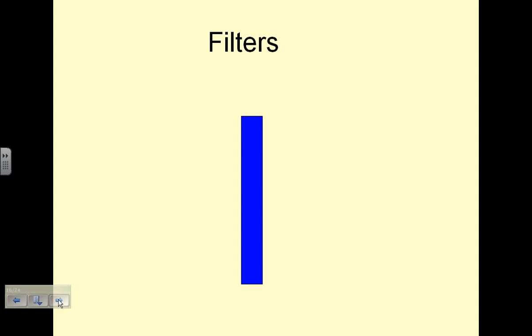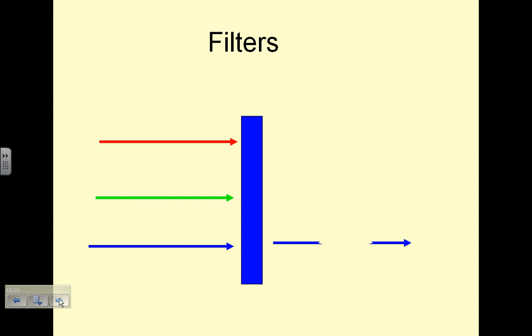Here we have a blue filter, and again we're going to have white light shining on it, so red, green, blue. We have a perfect filter. It transmits blue completely, and the red and the green are completely absorbed. And you're going to see blue. Again, here's your eyeball.